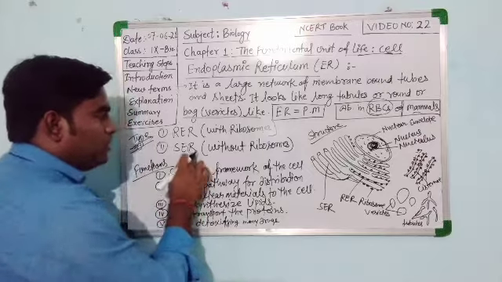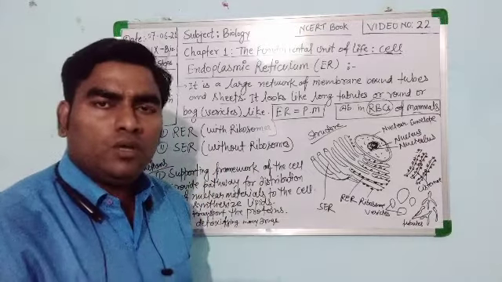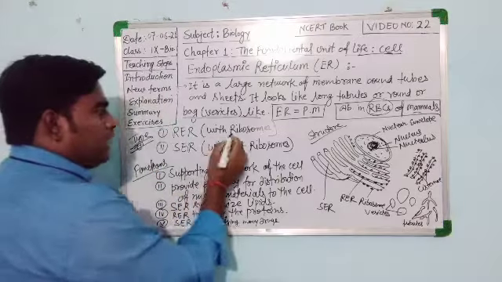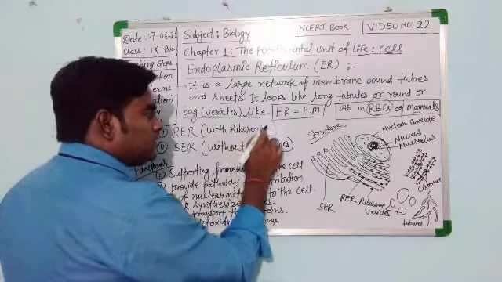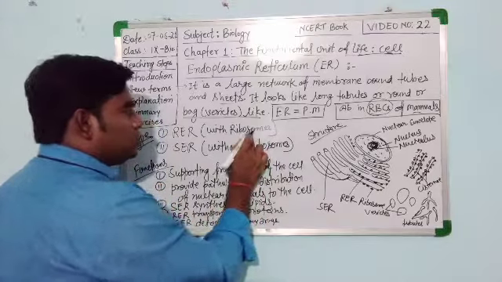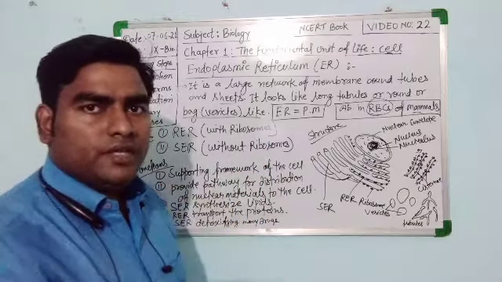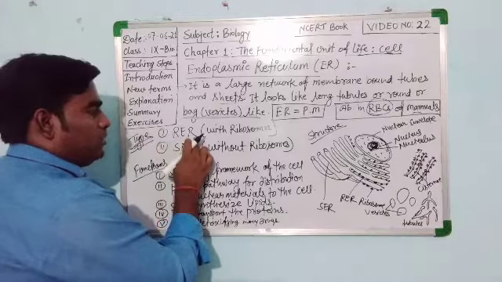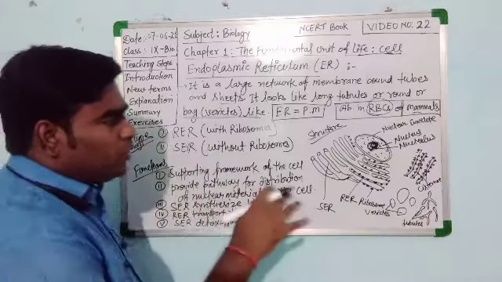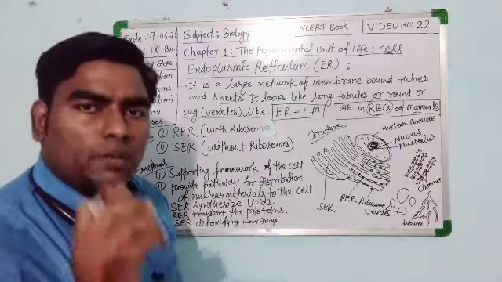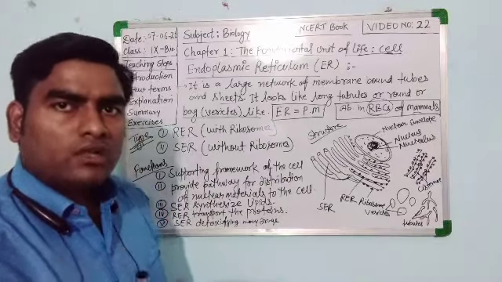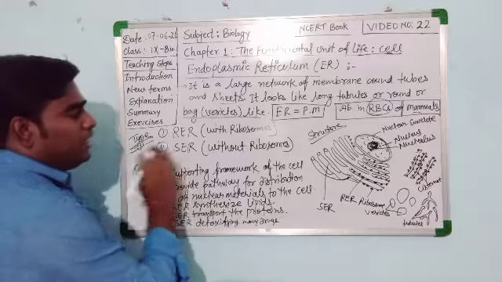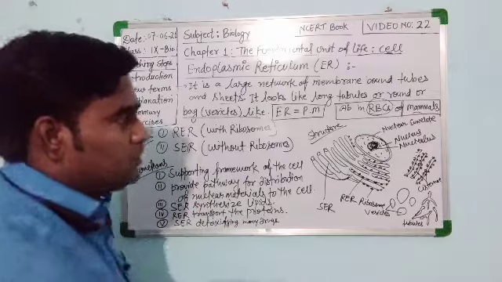endoplasmic reticulum. When we see the endoplasmic reticulum by electron microscope, ribosomes are attached on some tubules and surfaces, so it has a rough appearance. That's why it is said to be rough endoplasmic reticulum. And those tubules that do not have ribosomes on their membrane or surface are known as smooth endoplasmic reticulum. It is a double membranous structure.